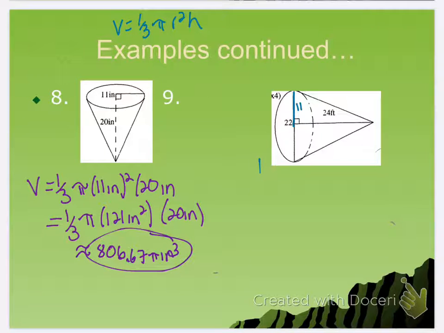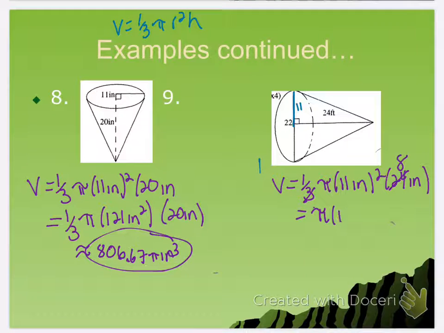And then over here, you notice again, it gives you the whole diameter, so we got to find that radius. So half of 22 is 11. So we have volume equals 1/3 pi radius of 11 inches squared times 24 inches. You end up with 3 going into 24 8 times. I have pi times 121 inches squared times 8 inches. 121 times 8 is going to be 968 inches cubed. Okay, and that's our volume there.